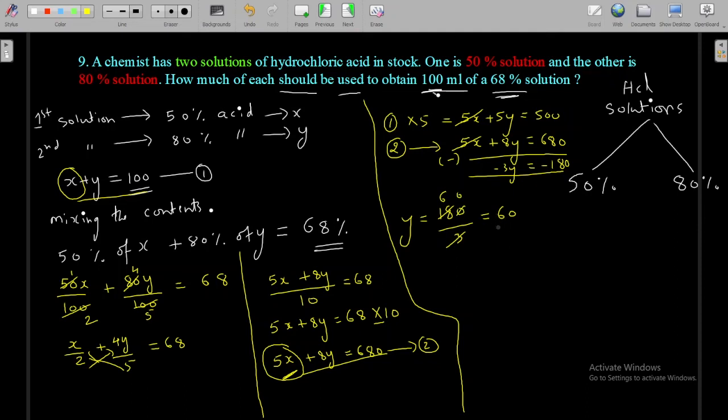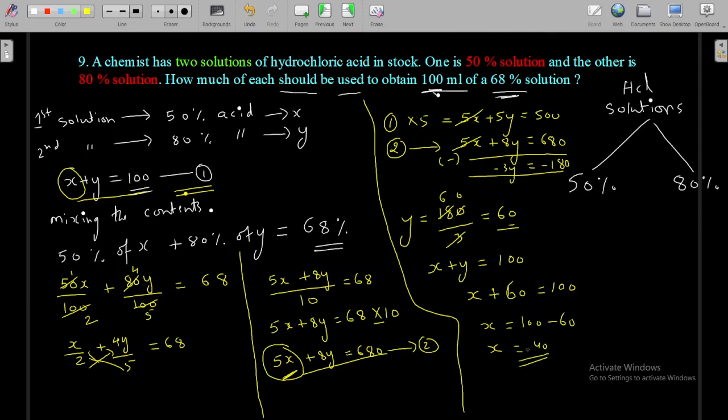So now we got one of the values. So we will substitute this value in equation 1. So x plus y is equal to 100. So I have to get the value of x. We got the value of y as 60, so I will take it as 60. So x is equal to 100 minus 60. So x is equal to 40.